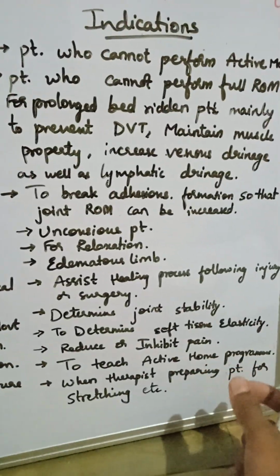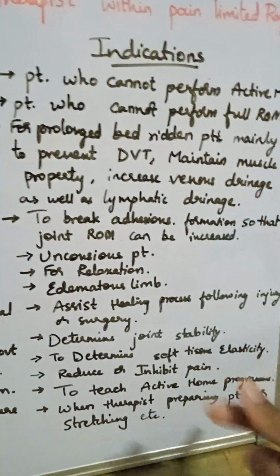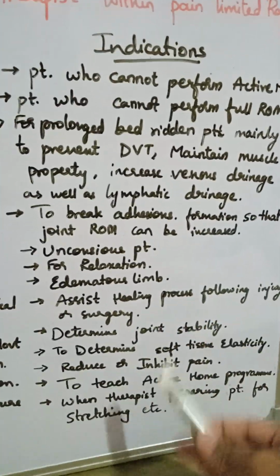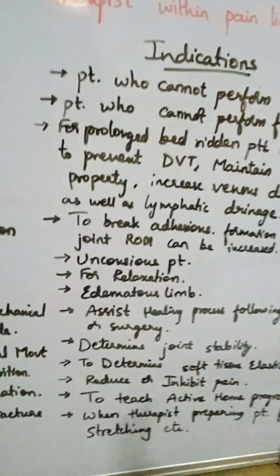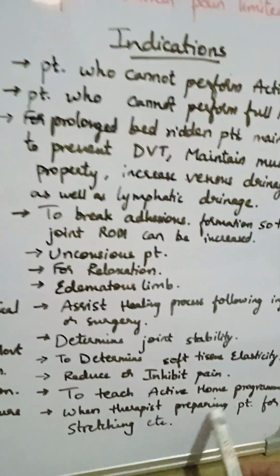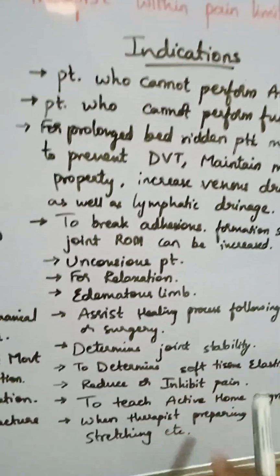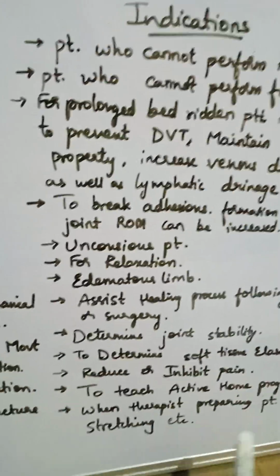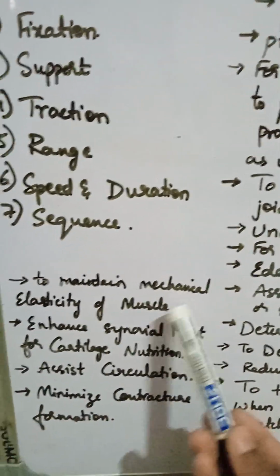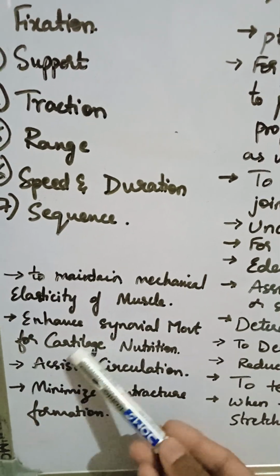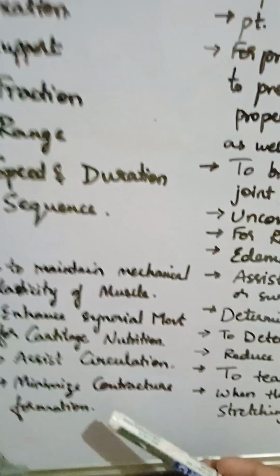What is this active home program? It is nothing but, after the treatment is over, we tell the patients to do some movements or some exercises at home. So to teach these exercises we do passive movements, passively we teach them. Next, when the therapist is preparing the patient for stretching, before giving any stretching technique we have to do a passive movement. And then to maintain the mechanical elasticity of the muscle, enhances the synovial movement for the cartilage nutrition and assists circulation, minimizes the contracture formation.